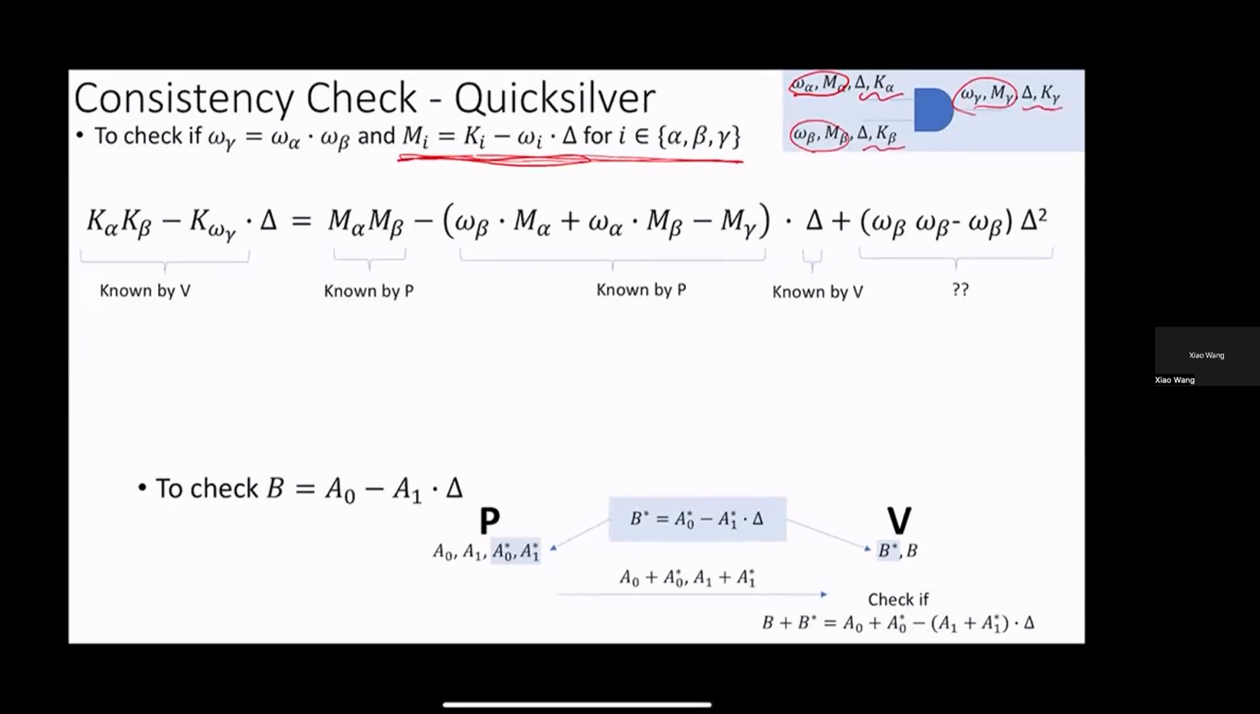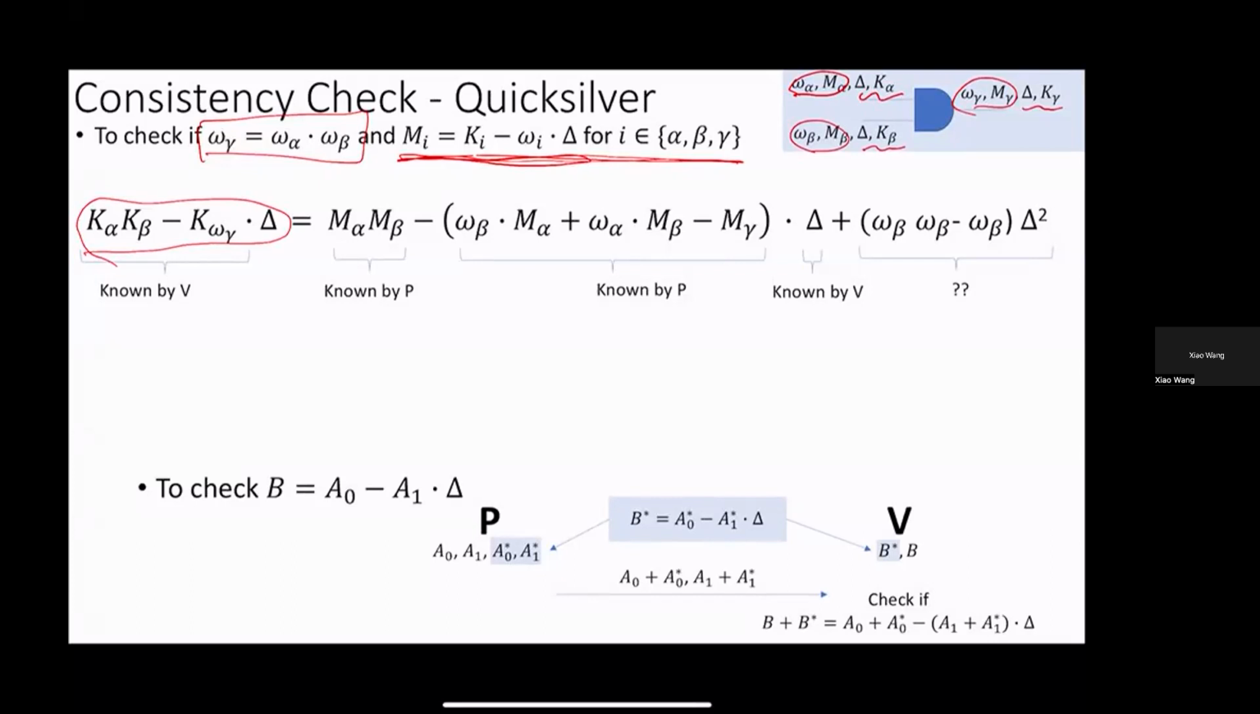This is the authentication relationship, and this is what we wanted to check. We want to check that the omega values satisfy the computation of a multiplication gate. So how to do that? From the verifier side, the verifier has K and delta. So we want the verifier to compute this value first. This value can be computed by the verifier.